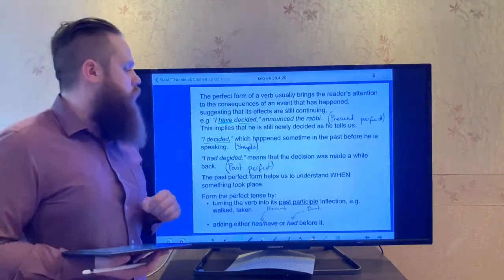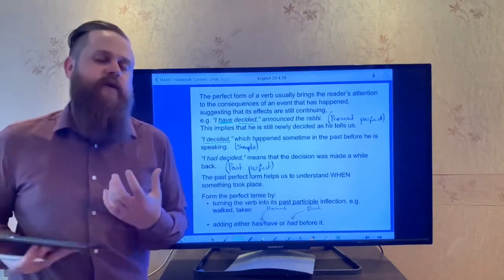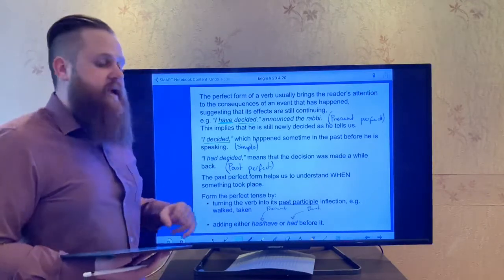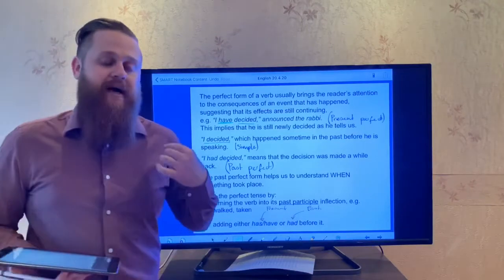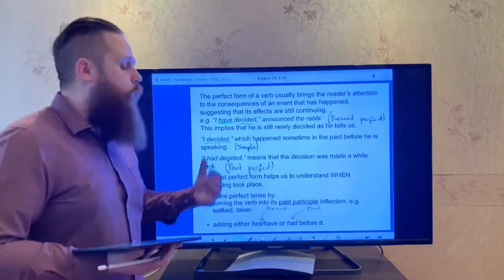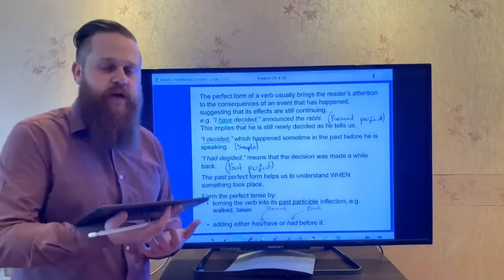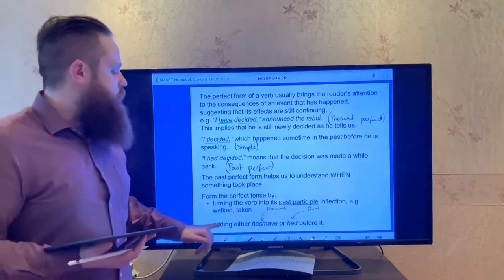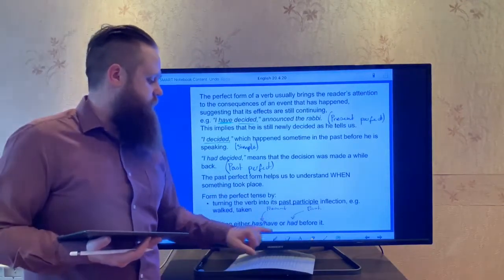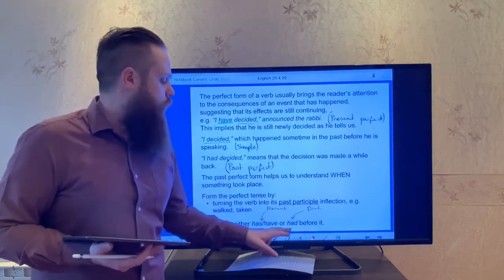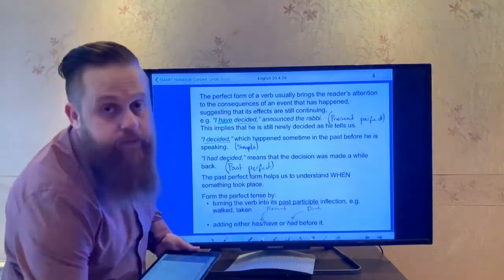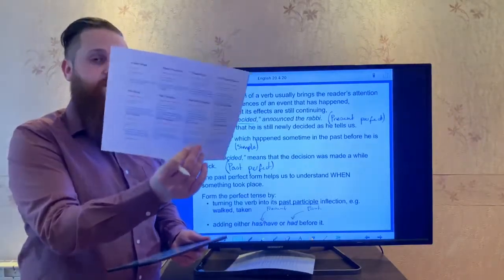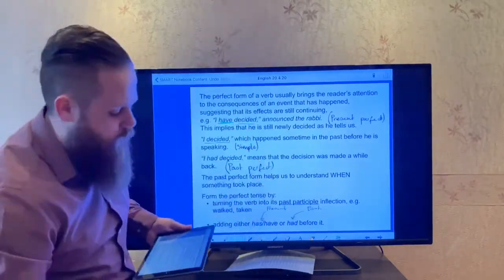Now this past perfect form helps us to understand when something took place. So to make these, as I keep repeating, you would need to make the verb into the past participle inflection, so walked or taken, depending on whether it's a regular or irregular verb. And then you would add either has or have for present perfect or had for past perfect. Again, this is all on the sheet if you need any further assistance. It's all there for you.